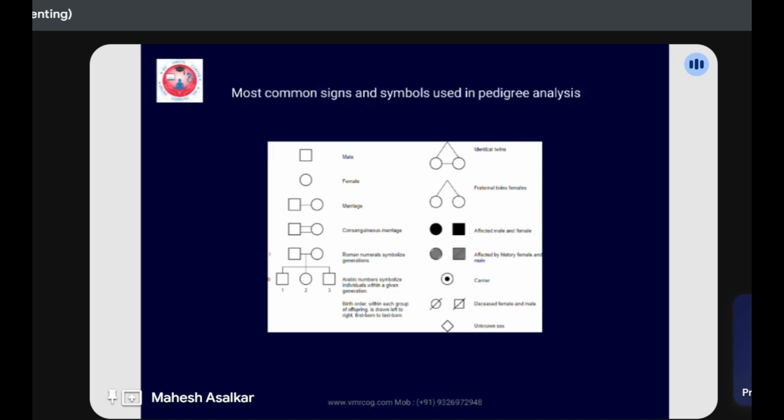Okay. And after that, the affected male and affected females, then if there is a history of or affected by history only, in that particular case it will be shaded. Then you have a carrier which is presented as a circle with a dot in between, and deceased individuals are denoted by a slash line, and if the sex is unknown, then the last sign is as it is shown.